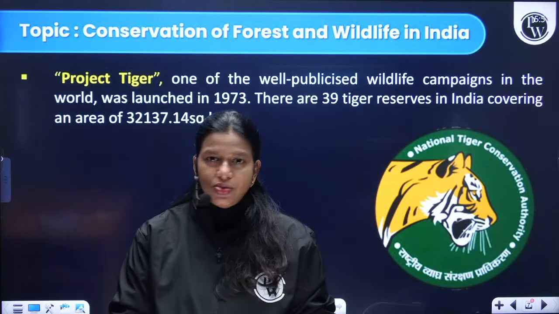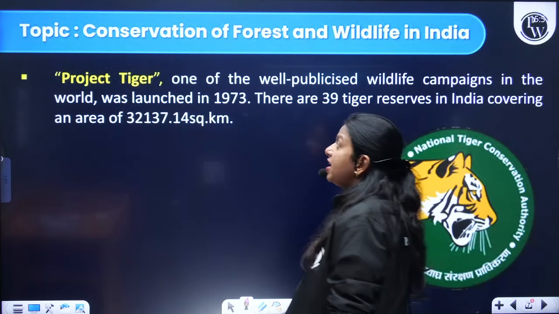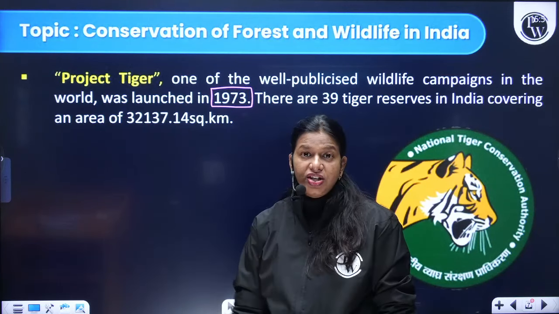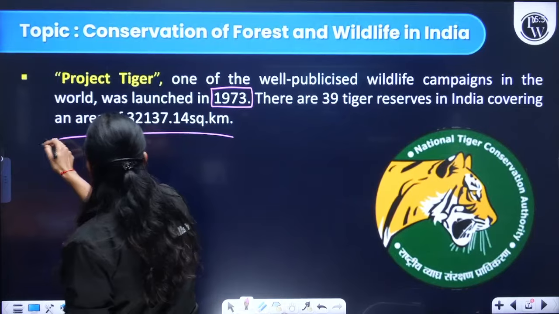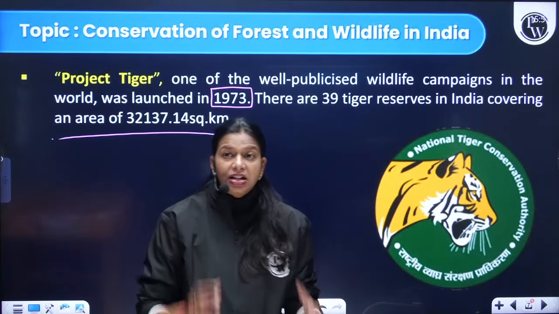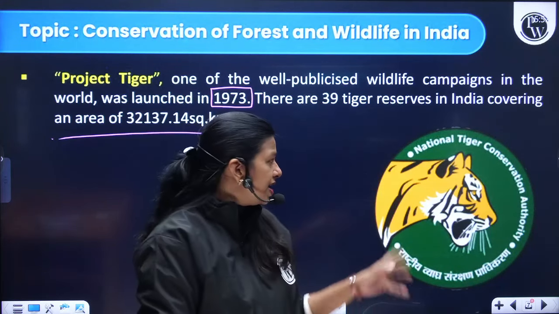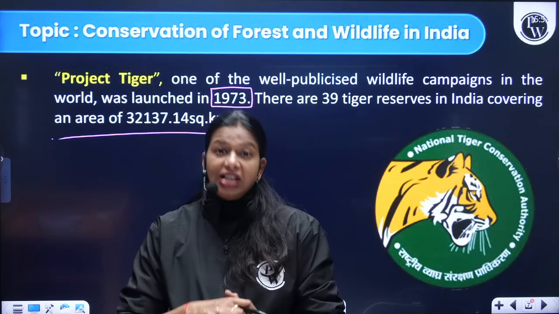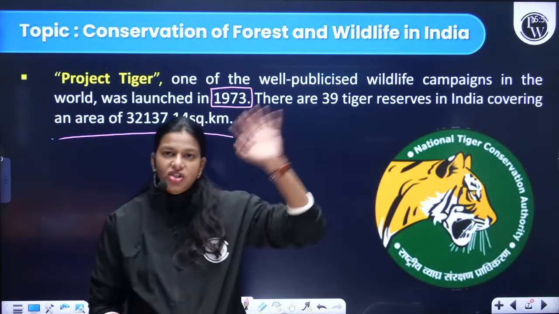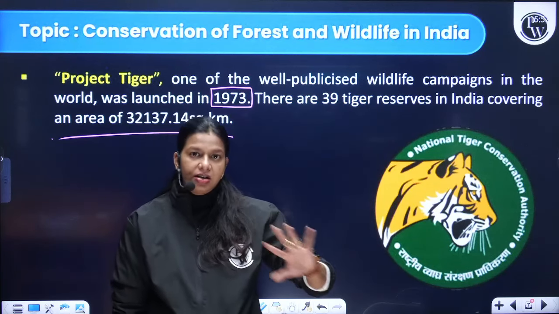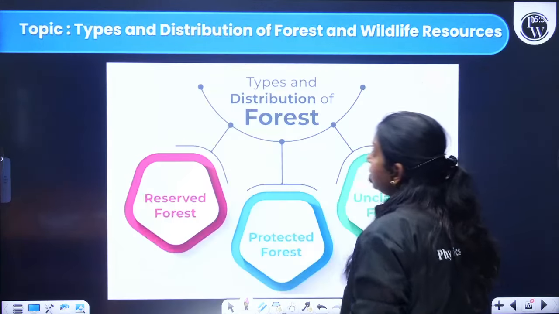One interesting project which I'm sure everybody has heard about is the Project Tiger. One of the well publicized wildlife campaigns in the world is Project Tiger. It was launched a year after the Indian Wildlife Protection Act, that is 1973, right? There are around 39 tiger reserves in India, covering an area of 32,137.14 square kilometers, and this specifically aimed to protect the national animal of our country. Surprisingly, this animal, known as the national animal of our country, was on the brink of endangerment, and thanks to the government efforts, we were able to pull the population up again, although it's not still as much as it used to be, but we are able to make improvements, positive changes in that area. So this is another important project to mention when you write your exam.